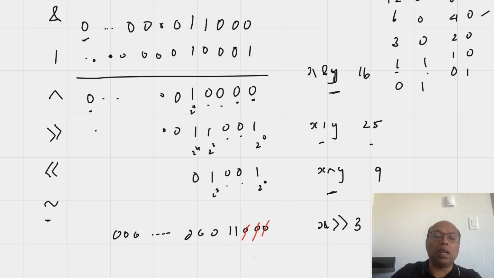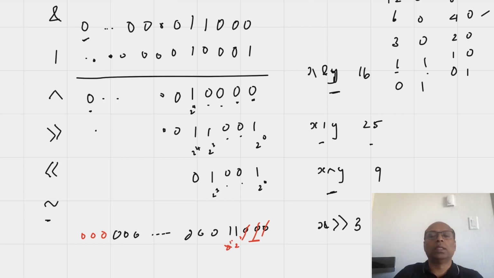Add that many zeros on the left hand side. Whatever you remove, you will always add zeros on the left. Here you could have removed 1 also, but you always add zeros here. Now, what is the answer I'm going to get? This is 2 raised to 0 and 2 raised to 1. 2 raised to 1 is 2. 2 plus 1 is 3.